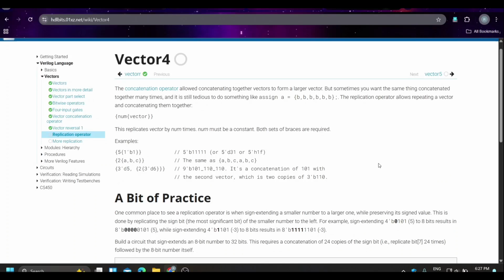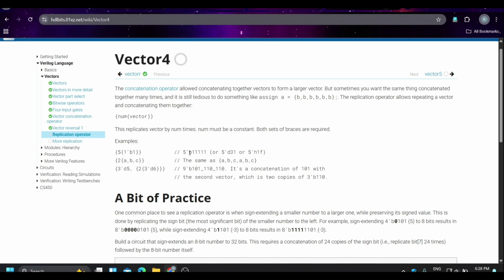Let's discuss the replication operator. The replication operator is the same as the concatenation operator, but there is a slight difference: when the inputs or number of bits are repeating, then we can use this replication operator. Let's see this example. Here, this 1-bit number, that is 1, is repeating 5 times. That's why they wrote 5, this curly bracket, and 1 tick b 1.